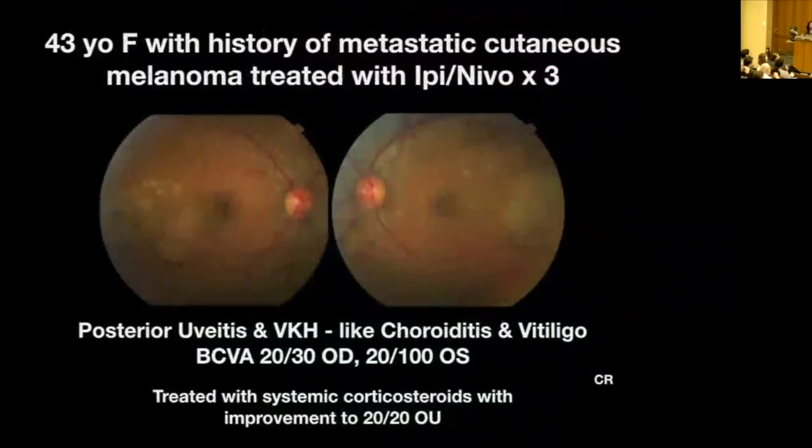A 43-year-old woman with a history of metastatic cutaneous melanoma who received 3 cycles of Ipi and Nivo. She complained of blurry vision. Fundoscopic examination showed choroiditis, and you can see the areas of inflammation affecting the choroid. She was treated with systemic corticosteroids with improvement in her visual acuity, and she achieved 20/20 vision in both eyes. And she had a complete response to treatment and is now followed every 6 months.